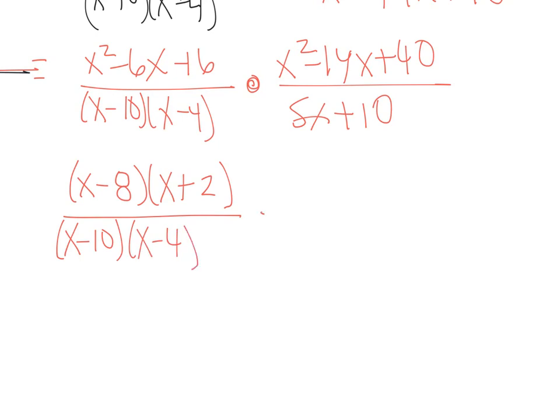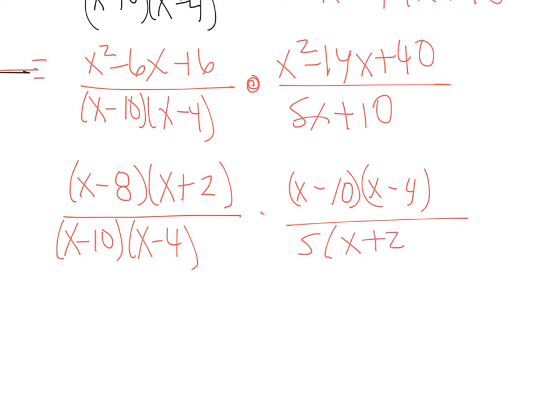Okay, and then the second numerator, I'm going to try to factor this one. It needs to multiply to 40 and add to negative 14, so 10 and 4 should work. It has to multiply to positive 40 and add to negative 14, so both of them are going to be negative. Okay, and then the bottom of the second fraction, 5x plus 10, I can take a 5 out, and that's x plus 2.